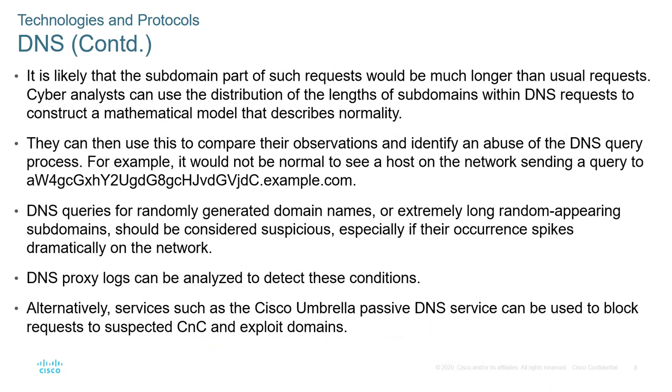It's likely that the subdomain portion of each request is a lot longer than a normal request, so that could be a red flag. However, most analysts aren't looking at that level of detail. So they can use a long query in DNS as a baseline, and from there they can use that as an anomaly within our logging system. DNS queries from randomly generated domain names or extremely long domain names appear subdomains are normally very suspicious, especially if we see a larger spike in network traffic.